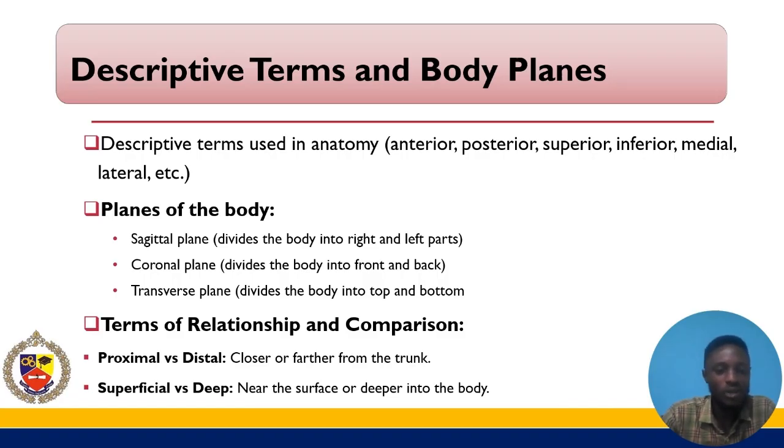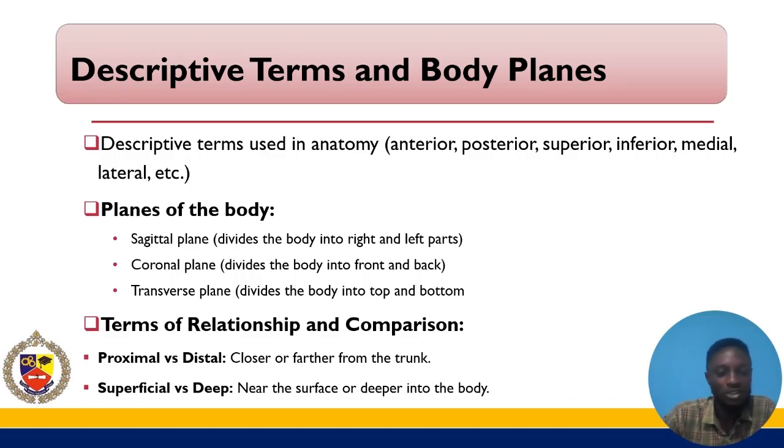Let's look at the terms of relationship and comparison. These terminologies are also used in comparing different parts of the body. You have what we call proximal, which is used to describe the part of the body closer to the trunk. What is the trunk? The trunk in this context consists of the skull, the vertebrae, and the rib cage. While proximal describes the part of the body closer to the trunk, distal describes the part of the body far away from the trunk.